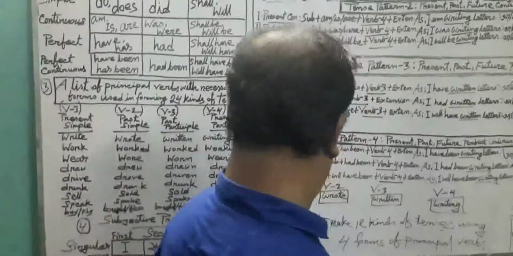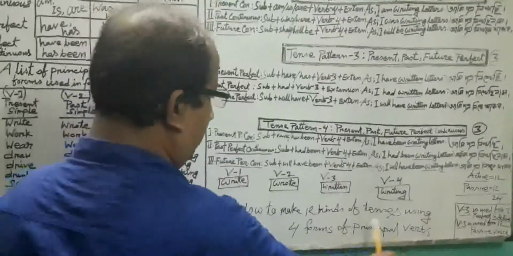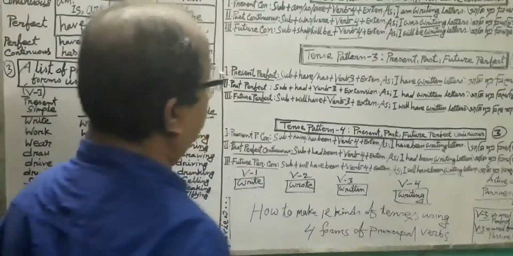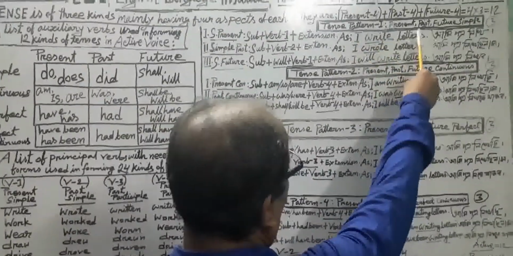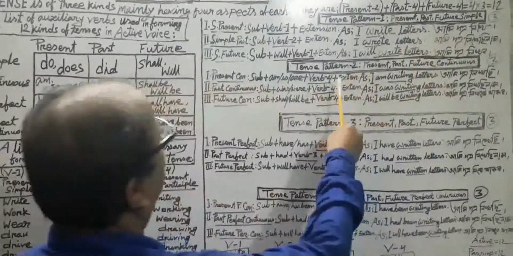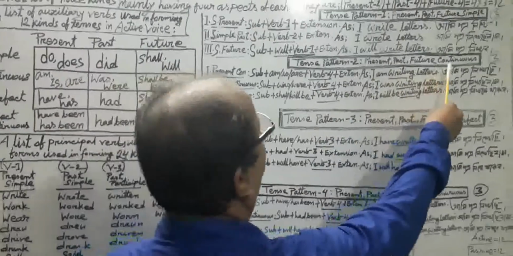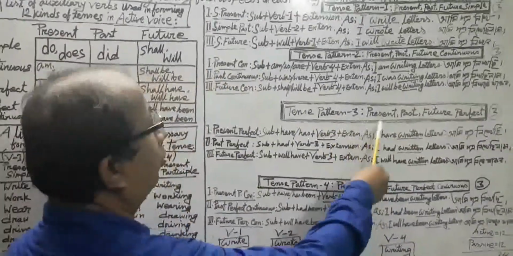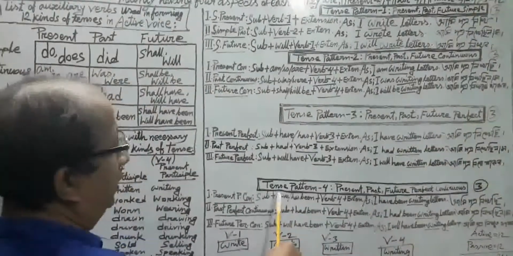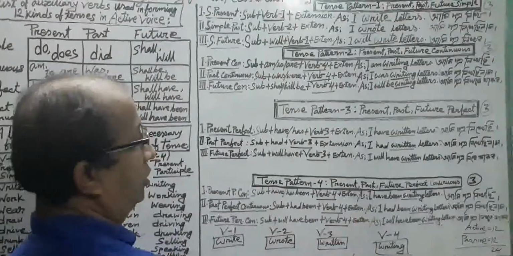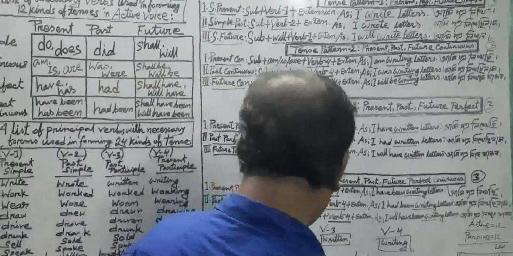And now is the time to show how to make 12 kinds of tenses using 4 forms of principal verbs. So there are 4 patterns. Tense pattern 1 for present, past and future simple. Tense pattern 2 for present, past and future continuous tense. Tense pattern 3 for present, past and future perfect tense. And finally, tense pattern 4 for present, past and future perfect continuous tense.